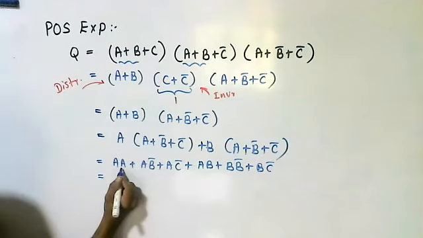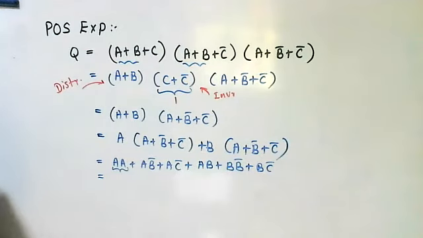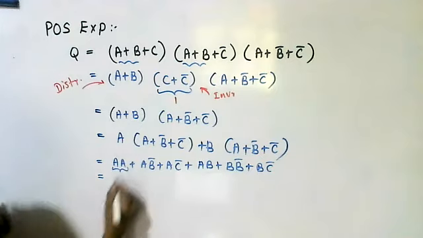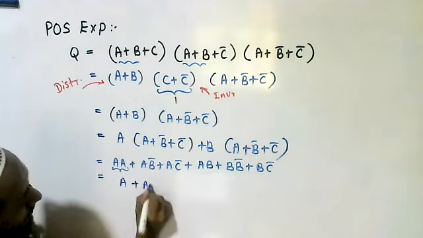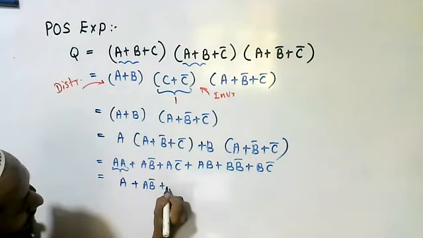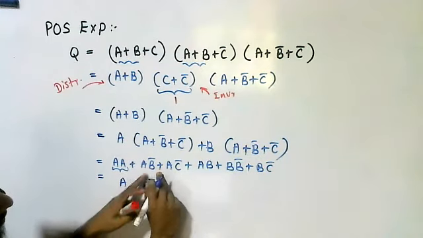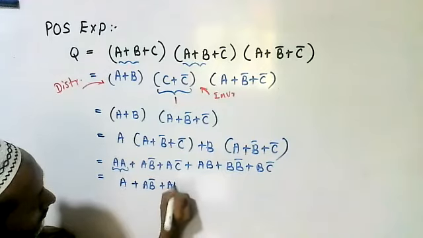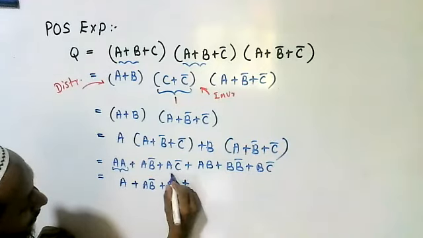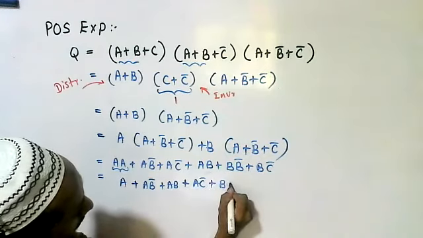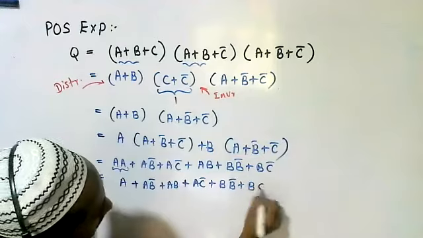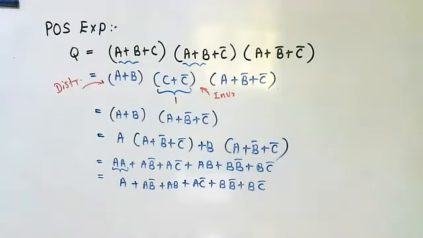Okay, so A into A. What is the law there? A into A is equal to A, idempotent law. So A into A equals A. Then AB bar, AC bar is there, plus A B, plus AC bar, plus B bar plus BC bar. But we'll see how we can simplify it.